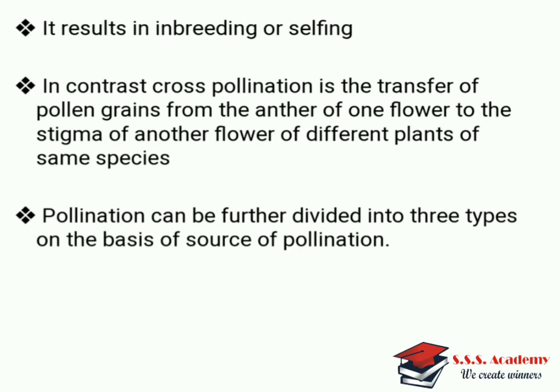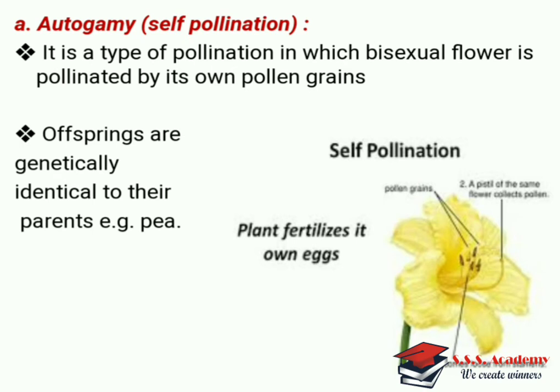Pollination can be further divided into three types on the basis of source of pollination. One is called autogamy, that is so called self-pollination. It is a type of pollination in which a bisexual flower is pollinated by its own pollen grains. Autogamy is self-pollination, so the name itself indicates that both male and female reproductive organs should be on the same flower. That's why it is written that it is a bisexual flower.